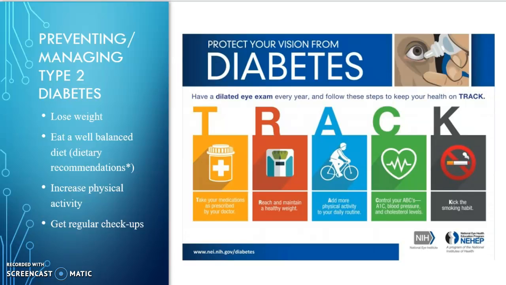Even if somebody's already diagnosed with type 2 diabetes, it can be managed. The National Institutes of Health recommends that you keep your health on track by taking medications prescribed by the healthcare provider, reaching and maintaining a healthy weight, becoming more physically active, controlling the ABCs of diabetes, which we will cover later, and stopping smoking.